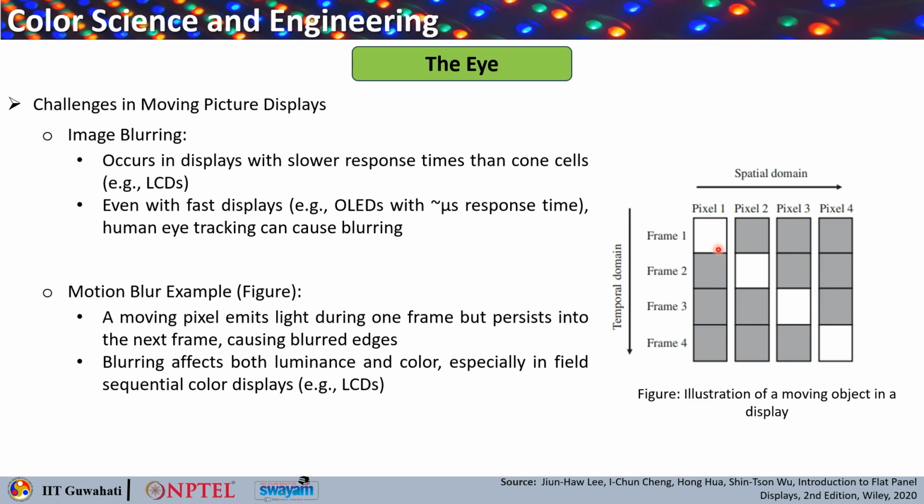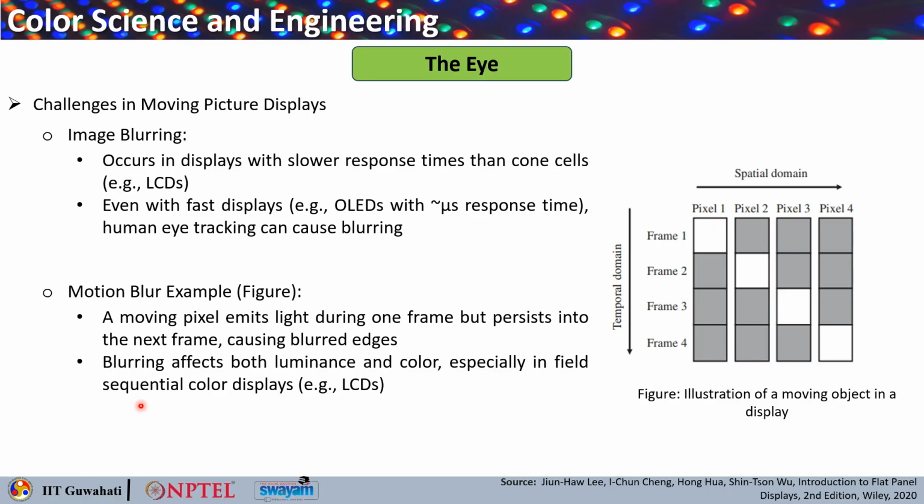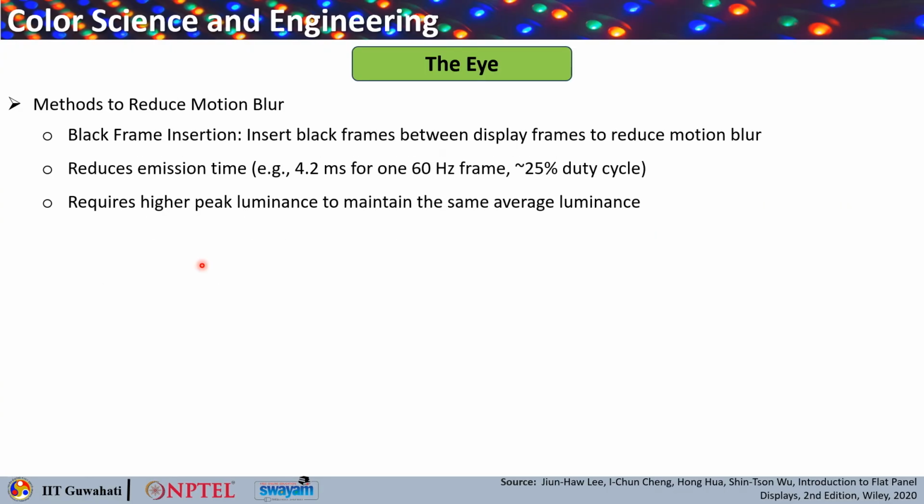So considering the color display, not only luminance blur, but the color may also change at the edge of this moving object on the display, which typically can be observed in LCDs with field sequential color kind of operation. So what are the methods to reduce motion blur? First thing is black frame insertion. You can insert black frames between the display frames to reduce motion blur.